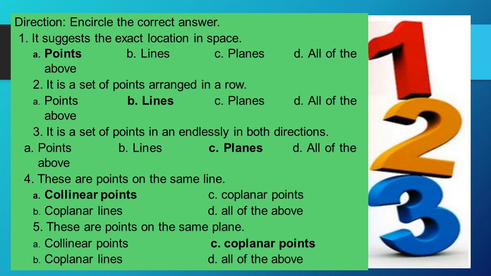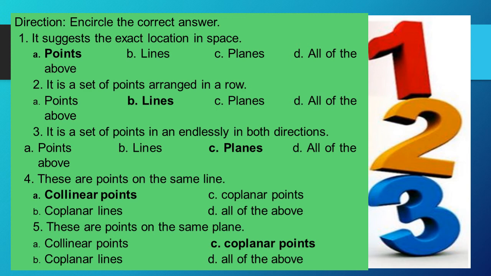Lines. Number 3. It is a set of points extending endlessly in both directions. A. Points. B. Lines. C. Planes. D. All of the above. The answer is C, planes. Number 4. These are points on the same line. A. Collinear points. B. Coplanar lines. C. Coplanar points. D. All of the above. The answer is letter A.